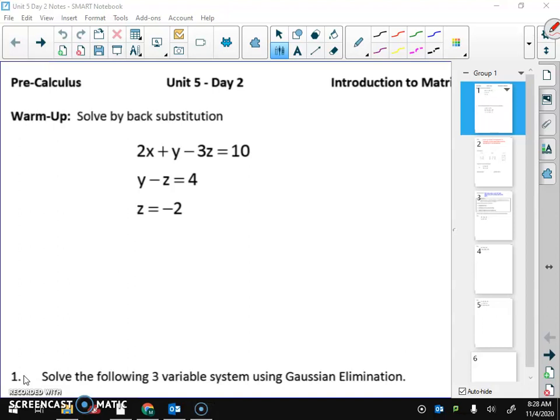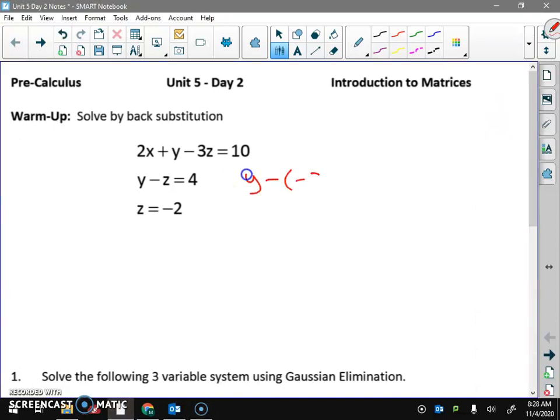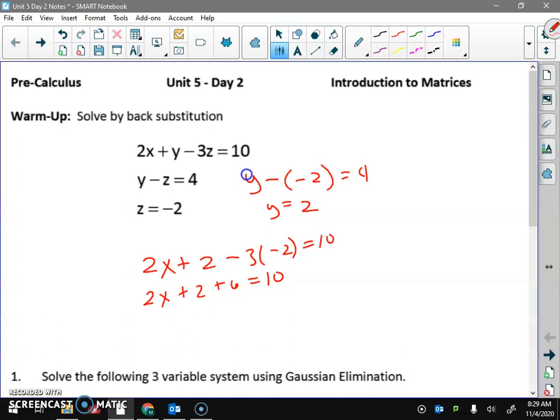Z equals -2. We're going to go back into here. Y minus a -2 equals 4, which is a +2. Get rid of that +2 by subtracting. Y equals 2. Now that we know, we know 2x plus 2 minus 3 times -2 equals 10. Let's clean that up. 2x plus 2 plus 6 equals 10. Subtract that 8 over. 2x equals 2, x equals 1. So the ordered triple is 1x, comma 2y, comma -2z.